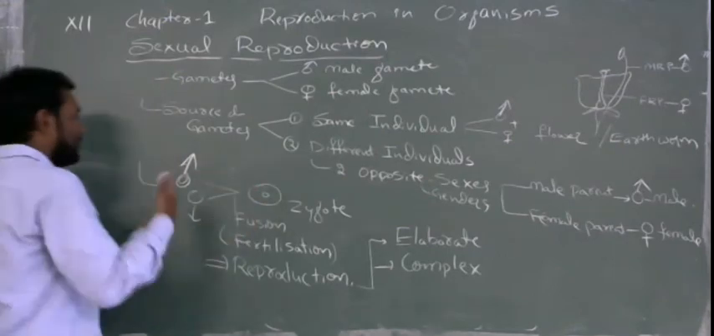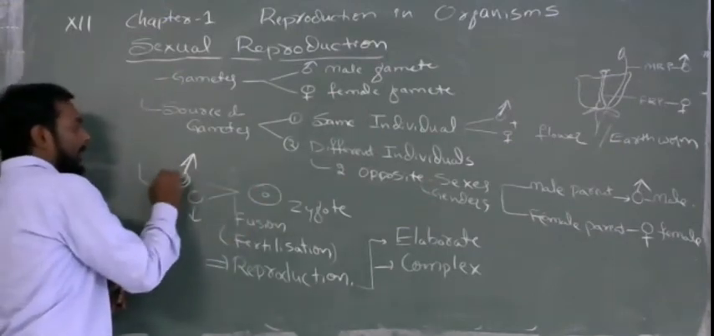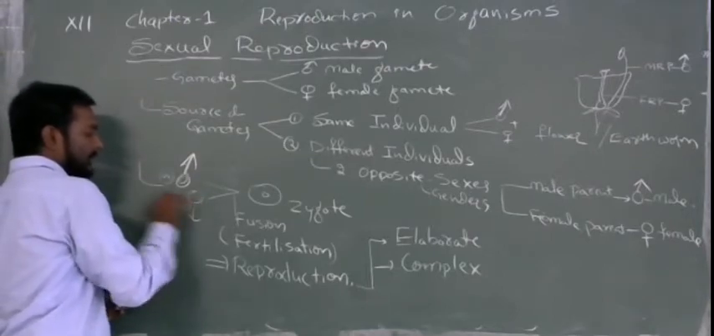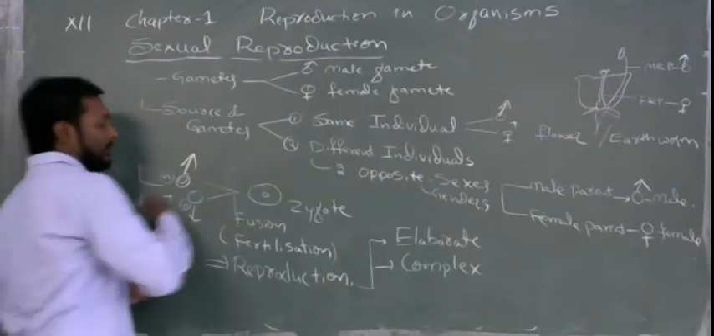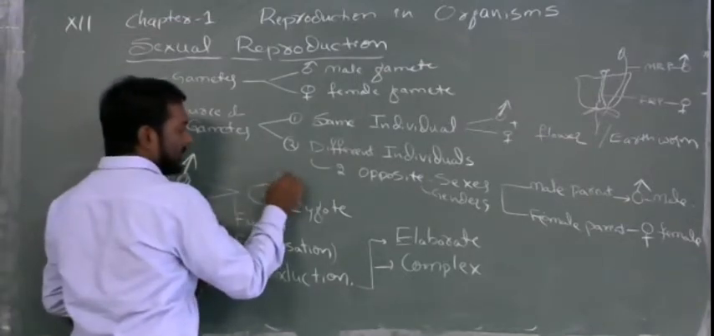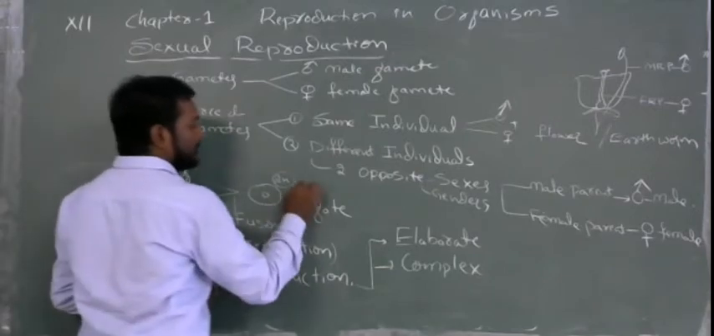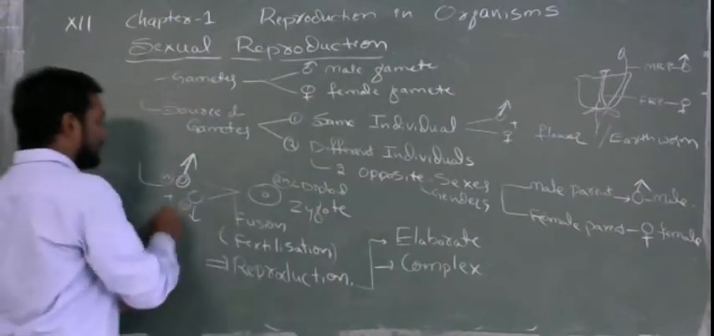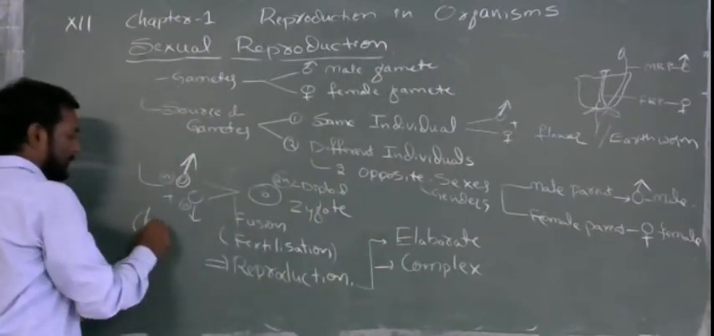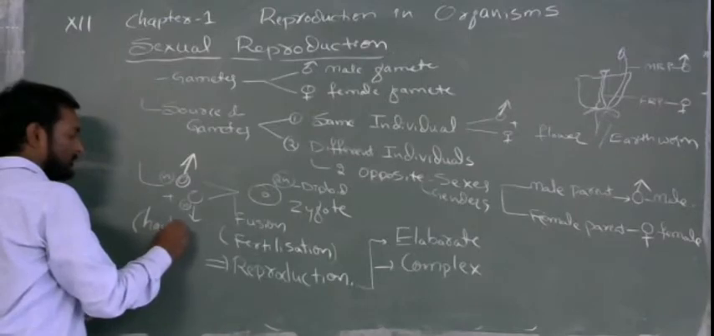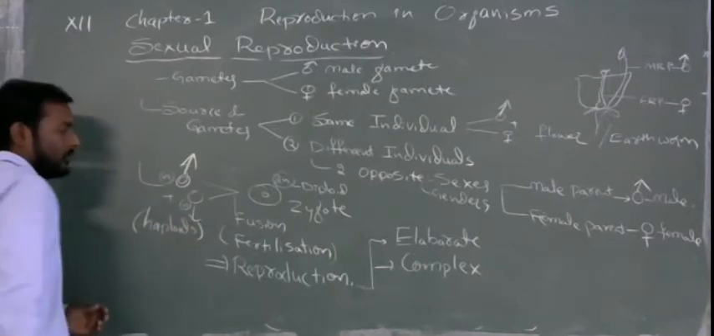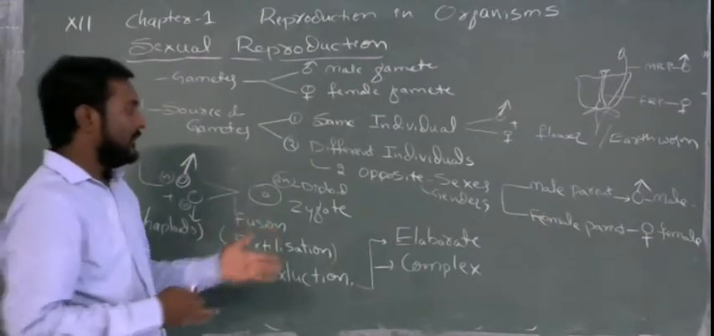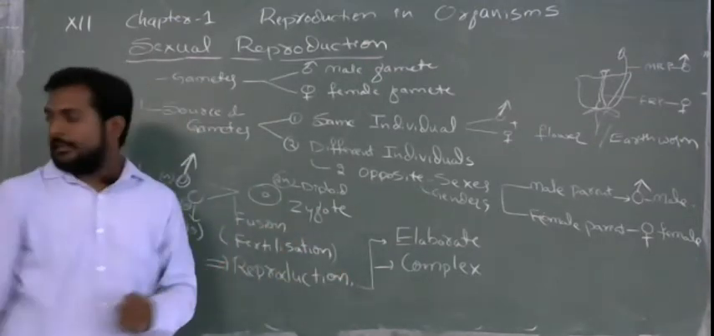If you see in future, these will be denoted as haploid, n. This will also be mentioned as n, half set of information, and both will combine and convert into 2n. This is called diploid. What about these? These are called haploid. So, finally, these gametes will club together and convert into a zygote, and the zygote will convert into an embryo. Okay. We see next.